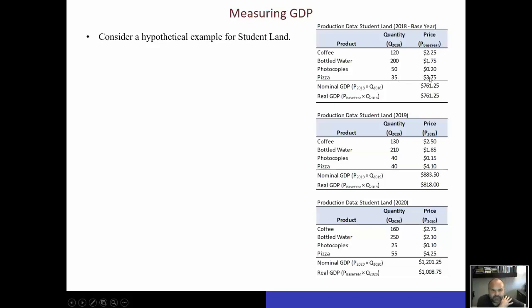These are the prices. And so if we multiply these and then sum it up, we will get that nominal GDP was $761.25 here. Okay, let's ignore the real GDP for a sec. Now, in 2019, we have data again. These are the quantities, these are the prices. So if we multiply these together and take the sum, we will get that nominal GDP is $883.50.